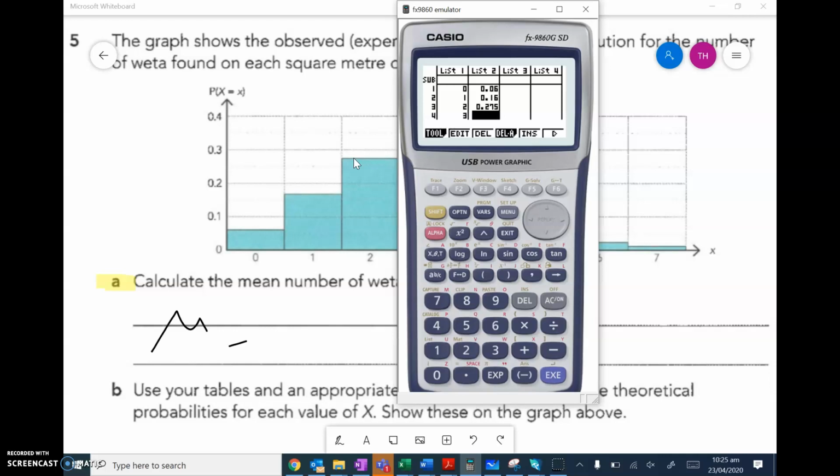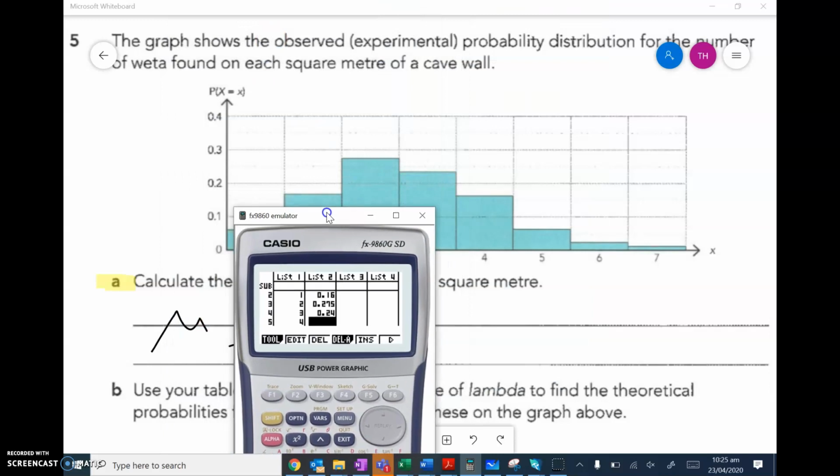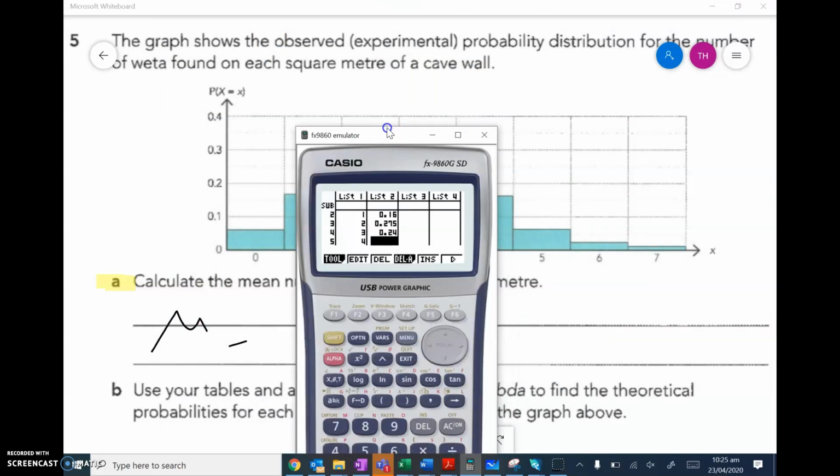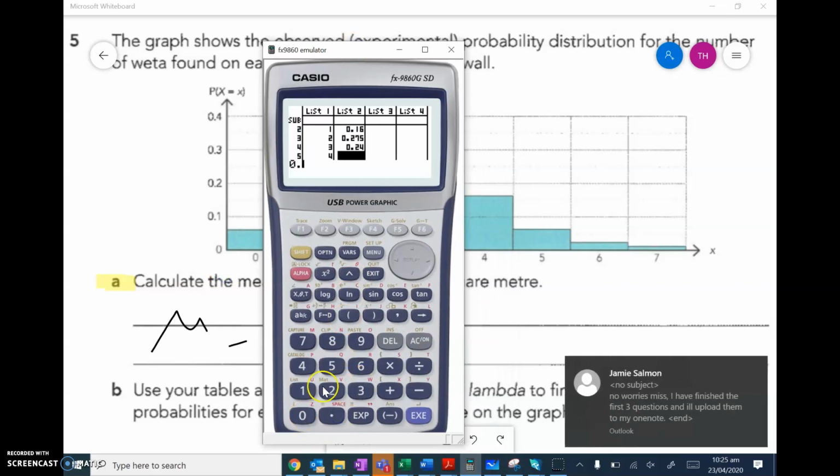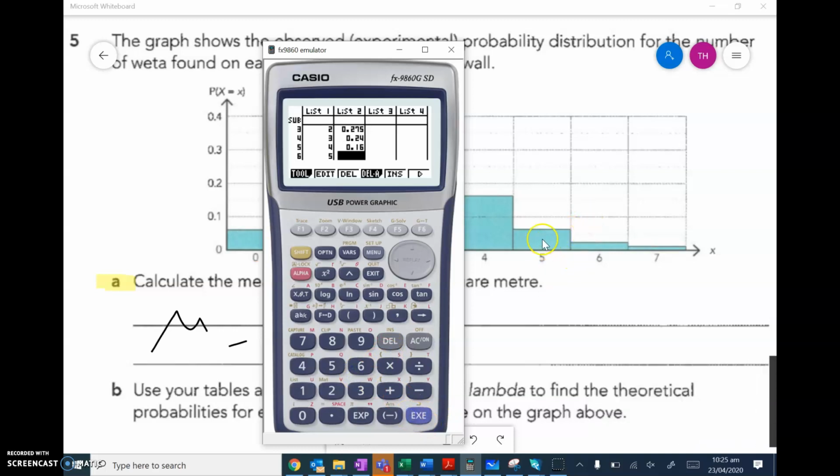3 looks like it's at 0.24. I've got what I did before next to me. So 3 looks like it's at 0.24. 4 looks like it's at about 0.16 again. 5 looks like it's at 0.06. 6 looks like it's at 0.02. And this is just really tiny. 7 looks like it's at 0.005.